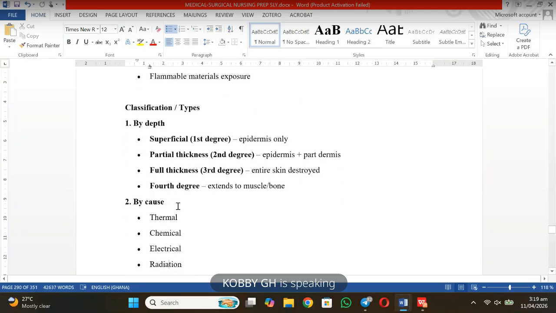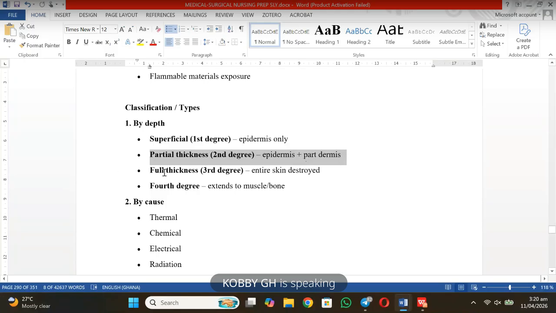Now, when it comes to burns, the classification is very important, especially the classification by depth. We have four classifications. We have the superficial burn, or first degree burn. When we say superficial, it affects the epidermis only. Next is the partial thickness burn. This one affects the epidermis and part of the dermis. We call that partial thickness or second degree burn.